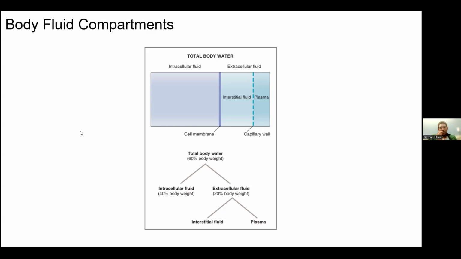Extracellular fluid is going to be further subdivided into interstitial fluid, which is 3/4 of it, and plasma, which is 1/4. Just as an aside, there's also a transcellular compartment, and things that fall under the transcellular compartment would be like your CSF, the pleural fluids, digestive fluids. Quantitatively, it's actually a very small compartment.